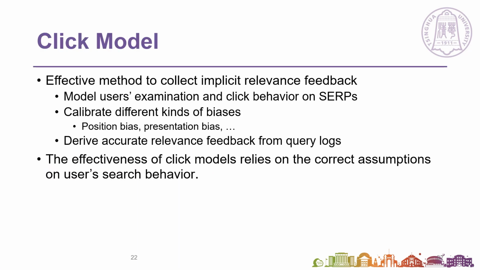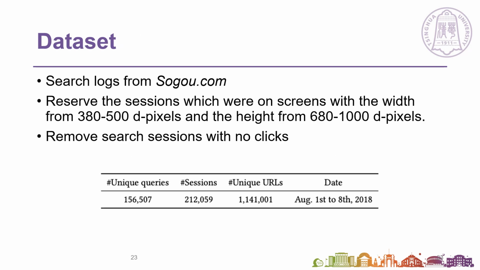In the final part of the paper, we choose the click prediction task to test the effectiveness of our findings. Previous works show that click models are effective methods to collect implicit relevance feedback from query logs. We use search logs from Sogou.com as a dataset. We reserve the sessions whose resolution is similar to that of the mobile phone in our user study. We also remove search sessions with no clicks.